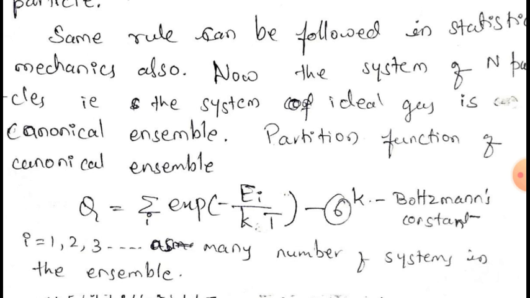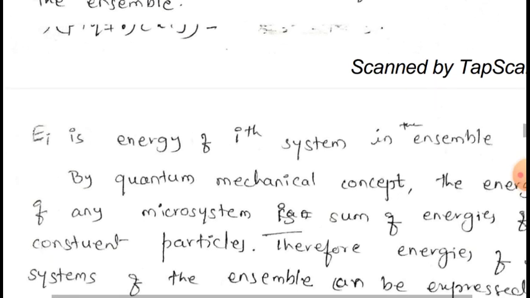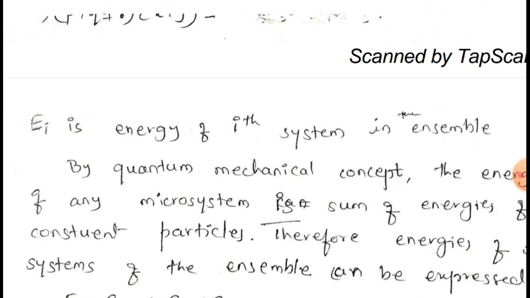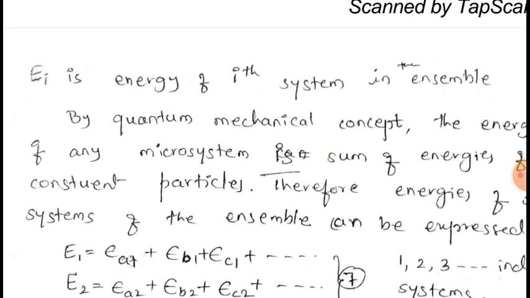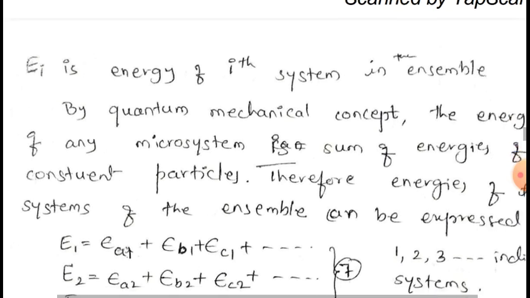exponential of minus Ei by kT, forming equation 6, where k is the Boltzmann constant and T is the temperature, and here i runs from 1, 2, 3 and so on up to the number of systems in the ensemble, and Ei is the energy of the ith system in the ensemble.